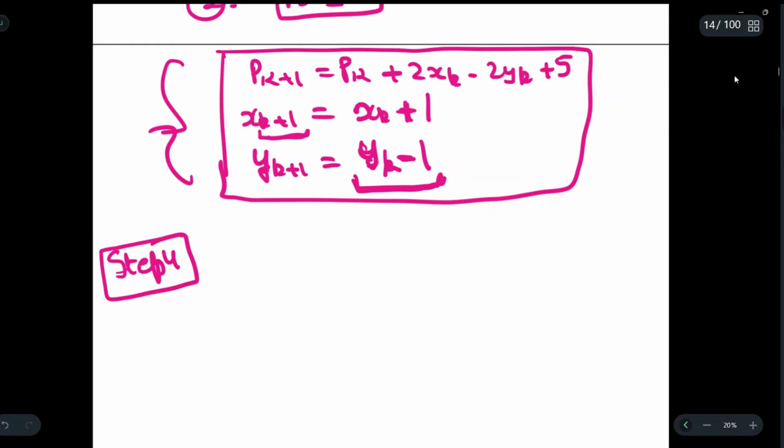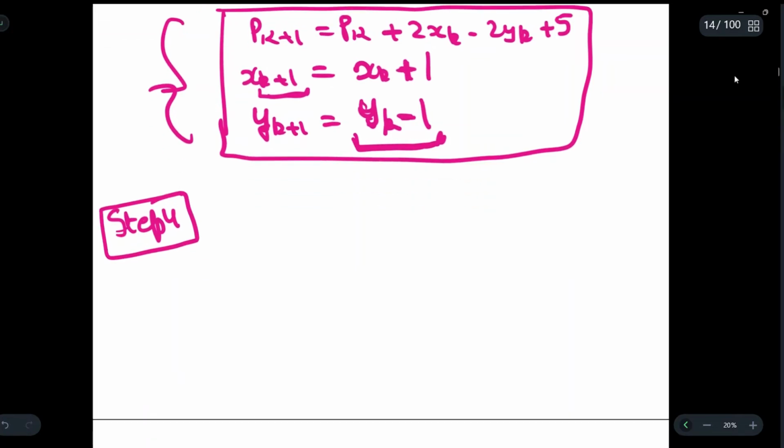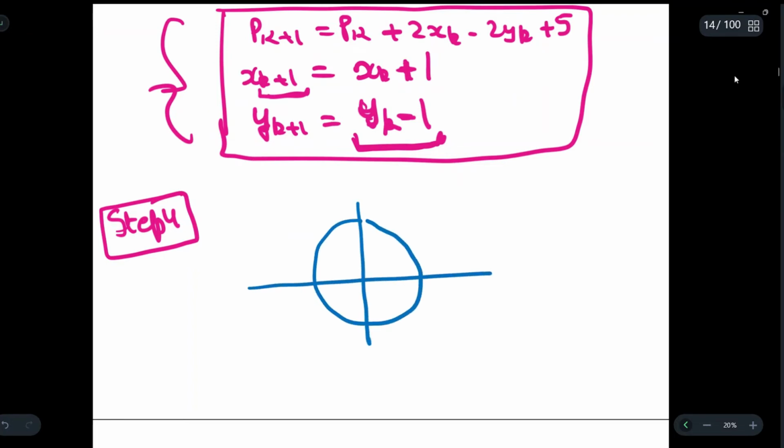Now in step 4 we will determine the points of the circle for the other octants. Let me explain it to you. Till now, what we have done is simply found the coordinates of the first octant, that is octant 1. Now we will use these coordinates to find the values of the other 7 octants.